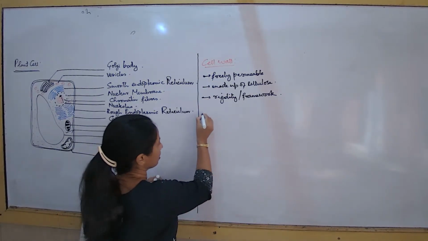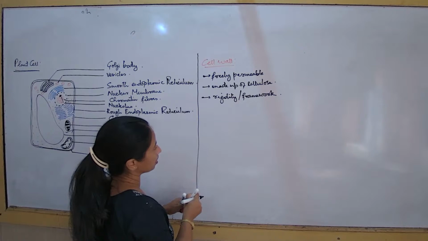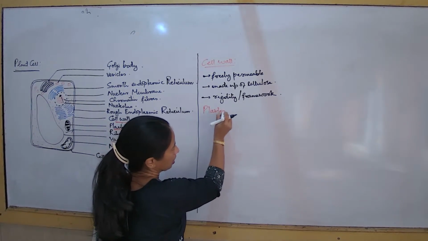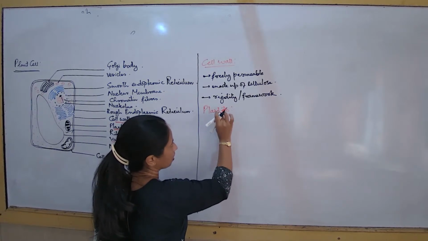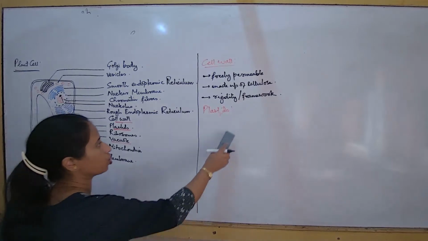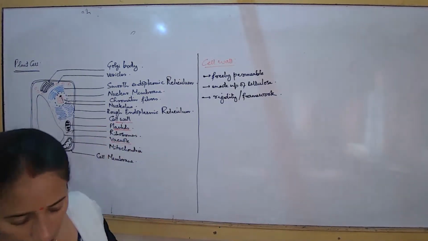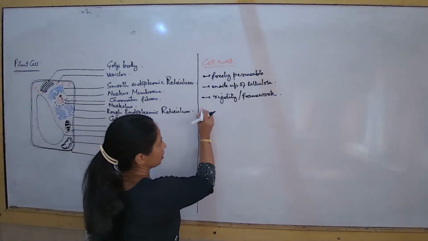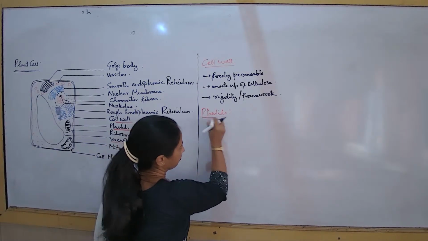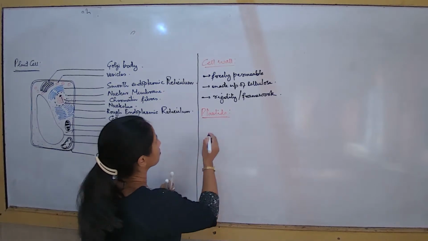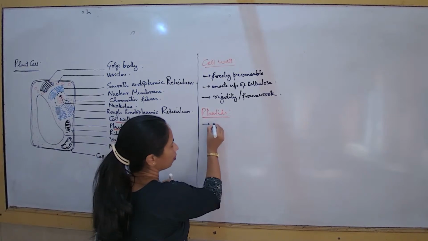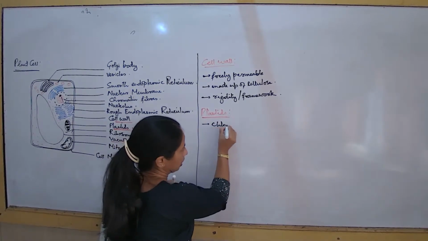Talk about the plastids next. What about the plastids? What are their categories? What are their functions? These plastids can be categorized based on what function they perform. Let us talk about the categories first. Categories of plastids. Number one, we talk about chloroplast.